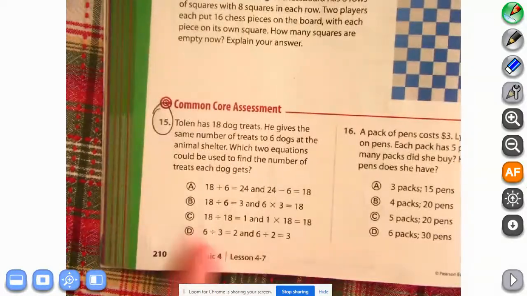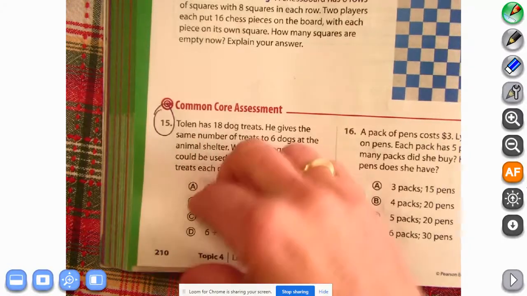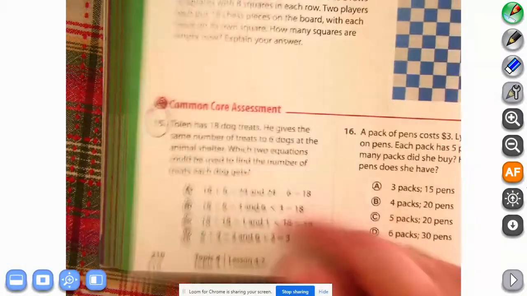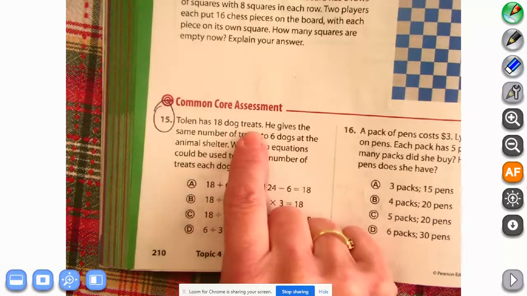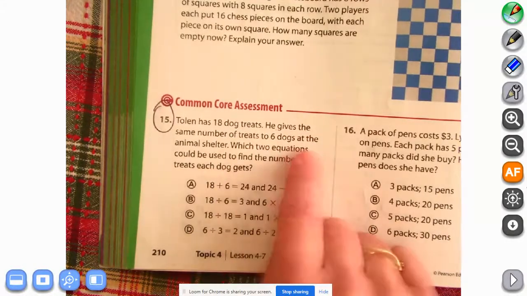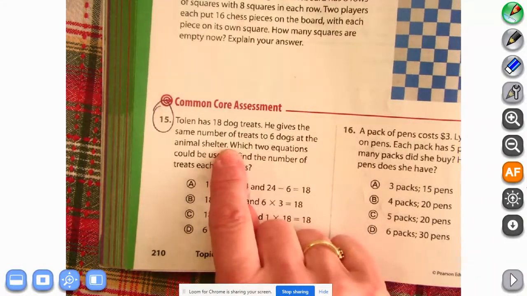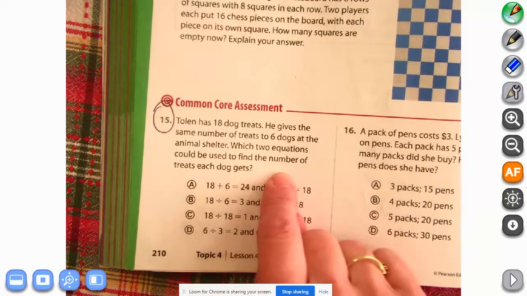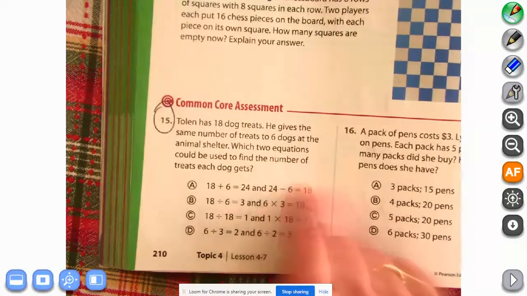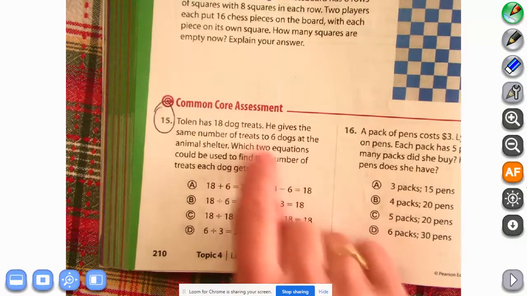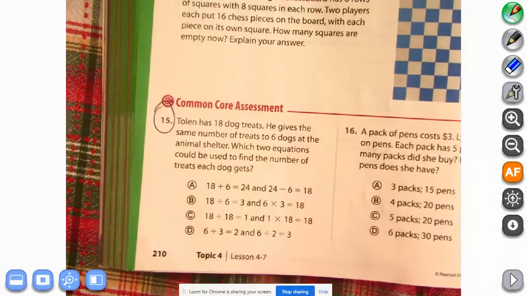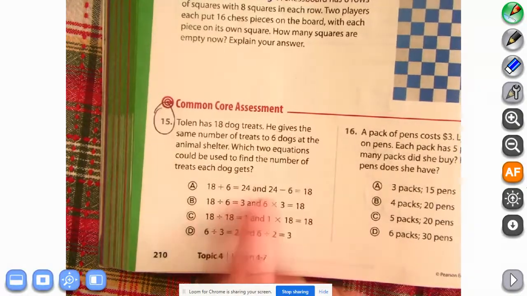Okay, number 15. This is just like in the guided practice one that we just did. Tolan has 18 dog treats. He gives the same number of treats to 6 dogs at the animal shelter. Which 2 equations could be used to find the number of treats each dog gets? 18 dog treats and 6 dogs. So you're going to need to look for that combination in here.